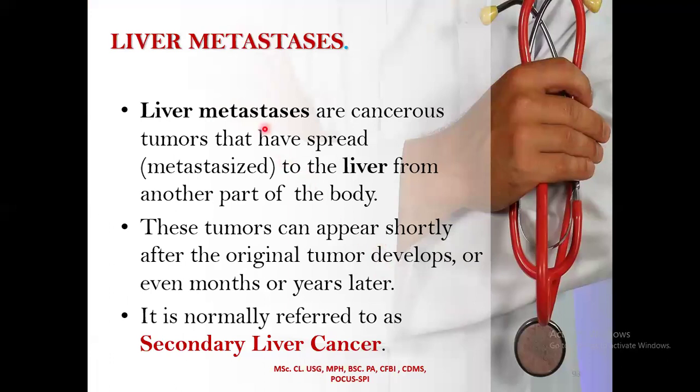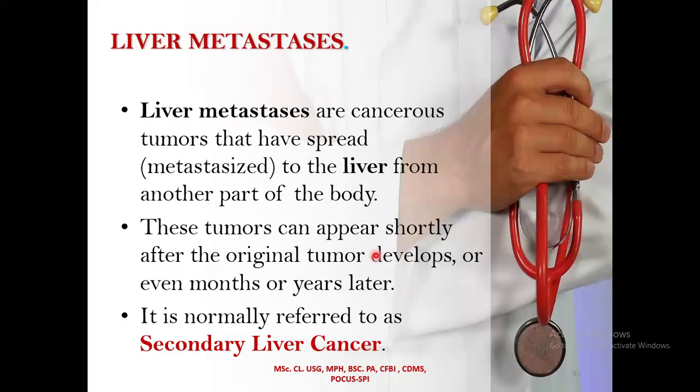All right, now liver metastasis is the spread, you understand? So they are cancerous tumors that have spread or metastasized to the liver from another part of the body. I have explained this a few minutes ago. These tumors can appear shortly after the original tumor develops, or even months or years later. You understand? So the head of the pancreas is the most common site that cancer can spread, either from the pancreas to the liver or from the liver to the pancreas. That's the head of the pancreas and the liver. They are very common sites that cancer can spread from this to that, this to that.